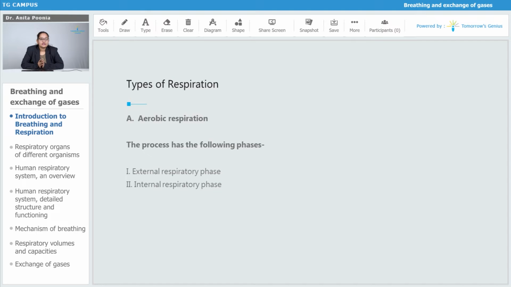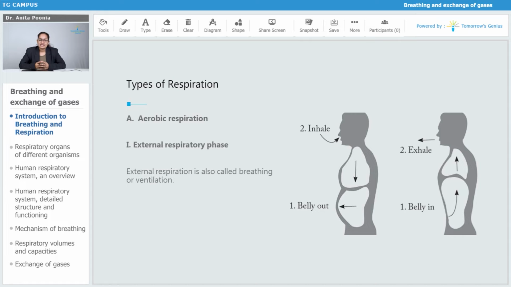Now, the process has the following phases that we need to remember. The first phase is the external respiratory phase, and then there is the internal respiratory phase. Talking about the external respiratory phase, students, external respiration is also called breathing or ventilation. So you see over here, inhalation, belly out, exhalation, belly in.